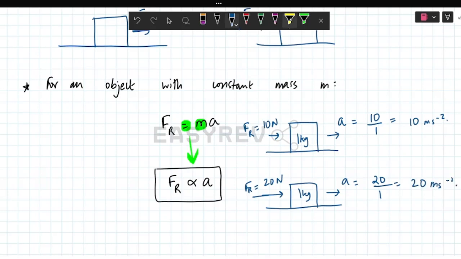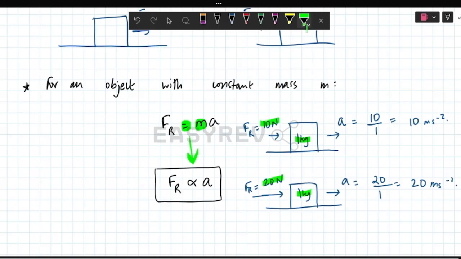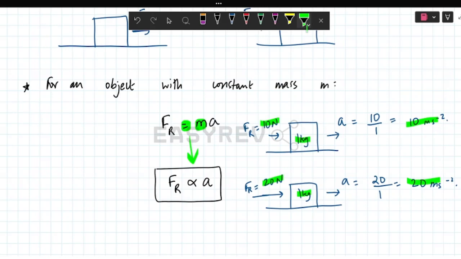So see how for the same value of mass, if you were to increase the resultant force, you're definitely increasing the acceleration. And you can imagine the inverse scenario as well, that if you exert less of a force, the object won't speed up as fast as before. So it makes natural sense why for an object with constant mass, the resultant force and acceleration will be directly proportional to each other.